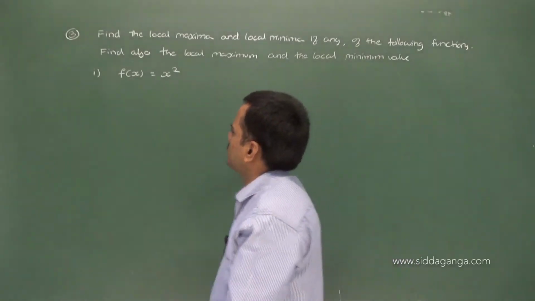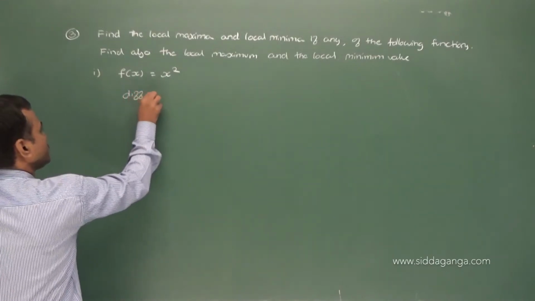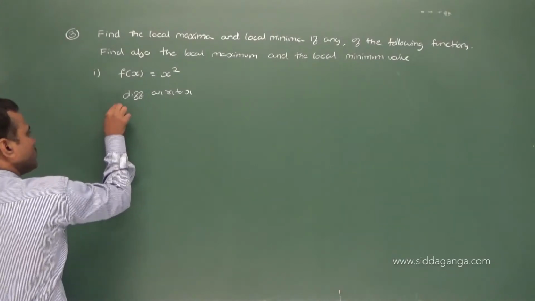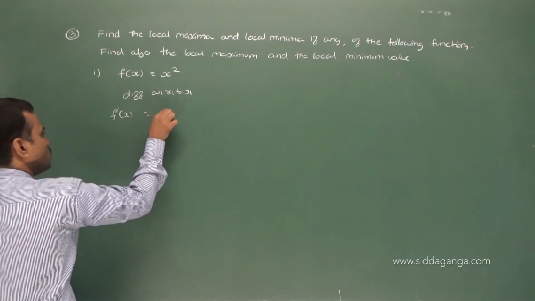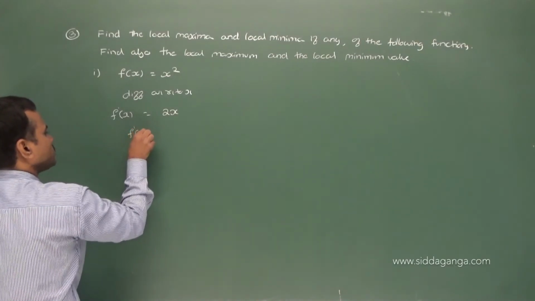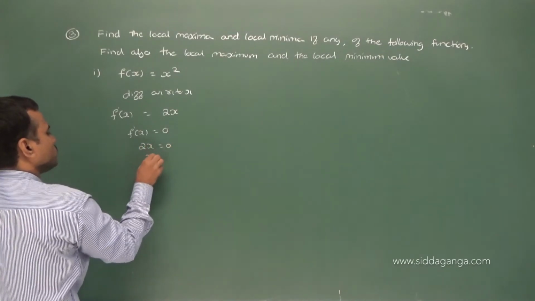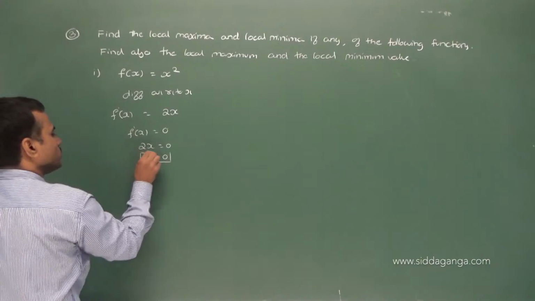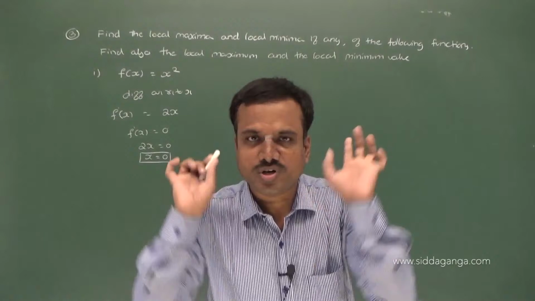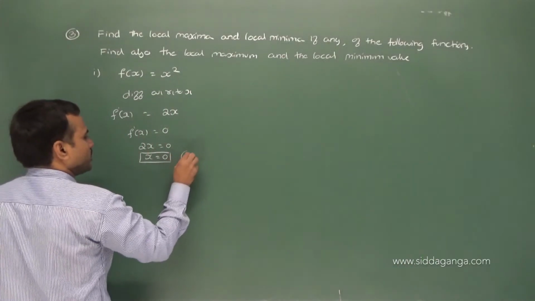Clear now? Okay. So firstly, what I do, differentiate with respect to x, because x is an independent variable. f dash of x is 2x. Clear? So f dash of x is equal to 0, 2x is equal to 0, x is equal to 0. Only one critical point we got. So this is nothing but the critical point.